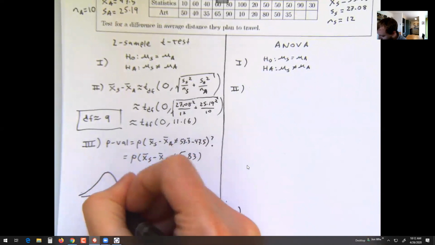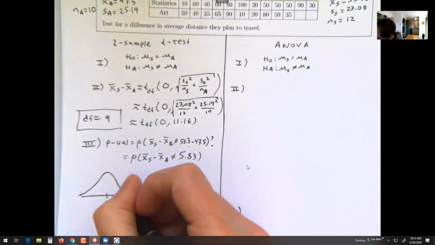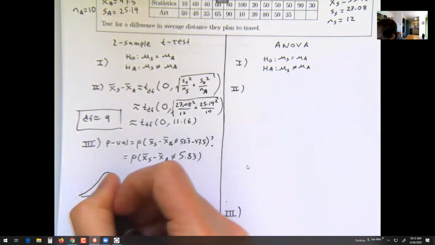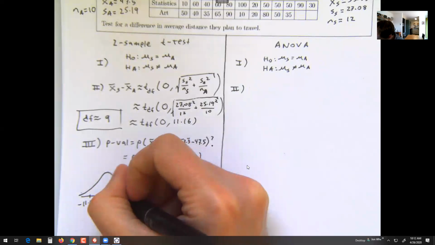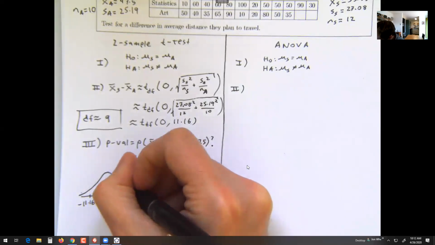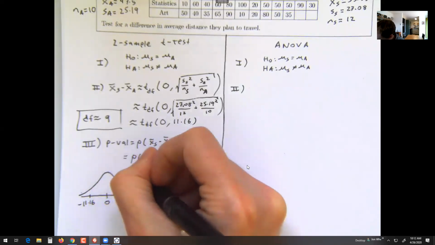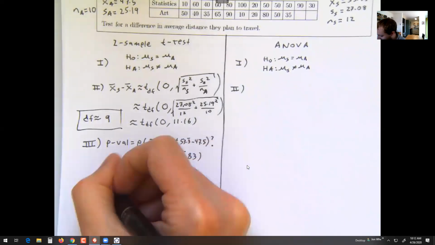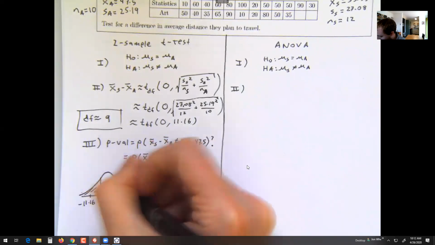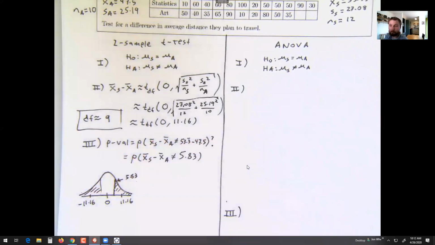Center of my curve is 0. I'm counting by 11.16 or so. My value is 5.8, so that's somewhere about here. And I'm testing for a difference, so this is going to be a two-tailed test. So I'm going to shade out and shade out. Looks like a really large p-value.